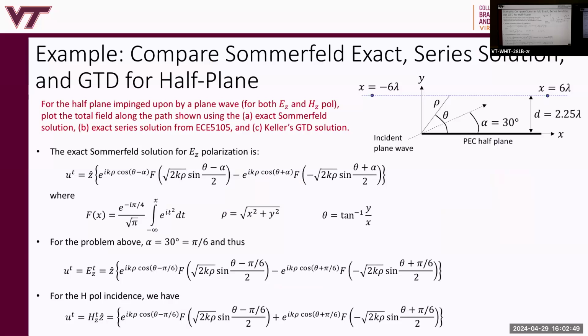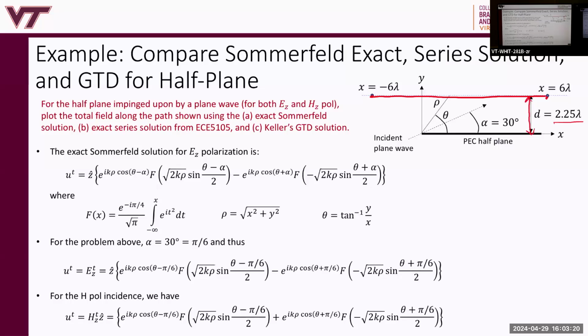We're solving the scattering of a plane wave. We have an incident plane wave here, and it's incident upon a PEC half plane. That plane extends off to plus infinity along the x-axis, and it has one edge located here at the origin, all right? So we're going to calculate the electric field from x equal to minus 6 lambda to x equal to plus 6 lambda along this line, which is located at a distance of 2.25 lambda above the x-axis.